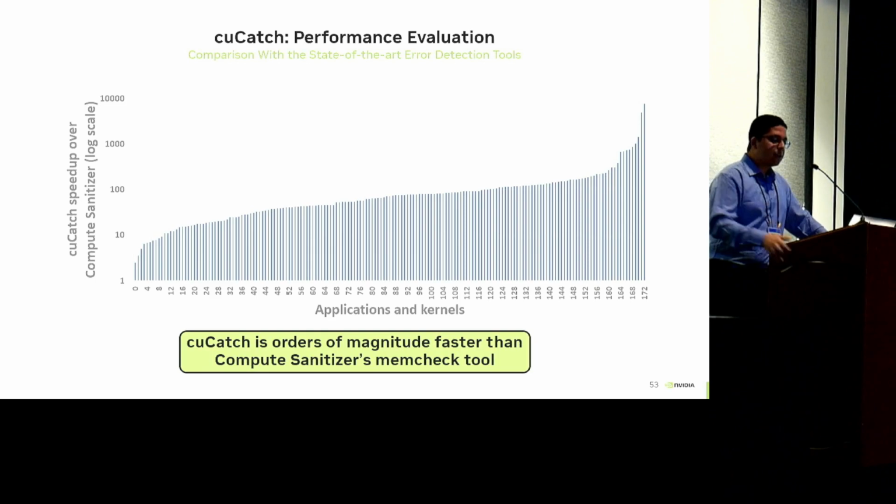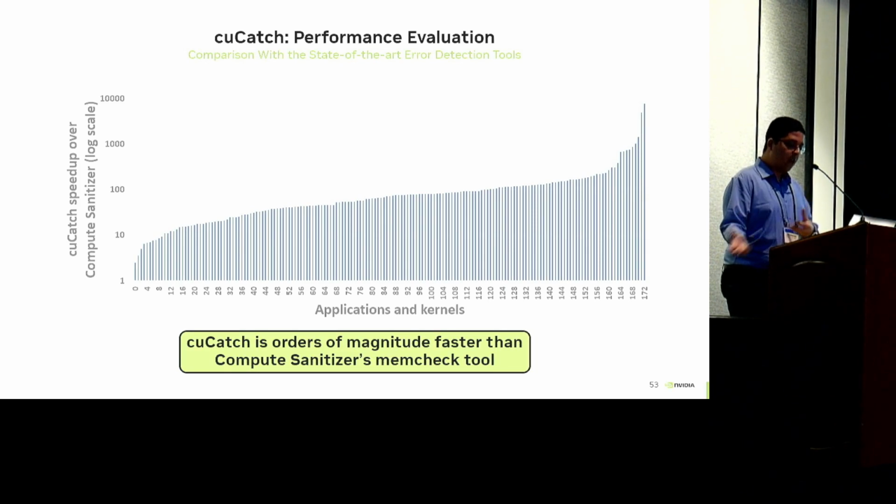We have also run the same workloads using the state-of-the-art memory safety tool on GPUs, which is NVIDIA's Compute Sanitizer. And this figure right here shows cuCatch's speed-ups over Compute Sanitizer using log scale. So cuCatch is basically 1 to 3 orders of magnitude faster than Compute Sanitizer. And if you are wondering why, I would say that this speed-up is primarily attributed to the dynamic binary instrumentation approach used by Compute Sanitizer, which is way slower than the compiler-based instrumentation approach used by cuCatch.